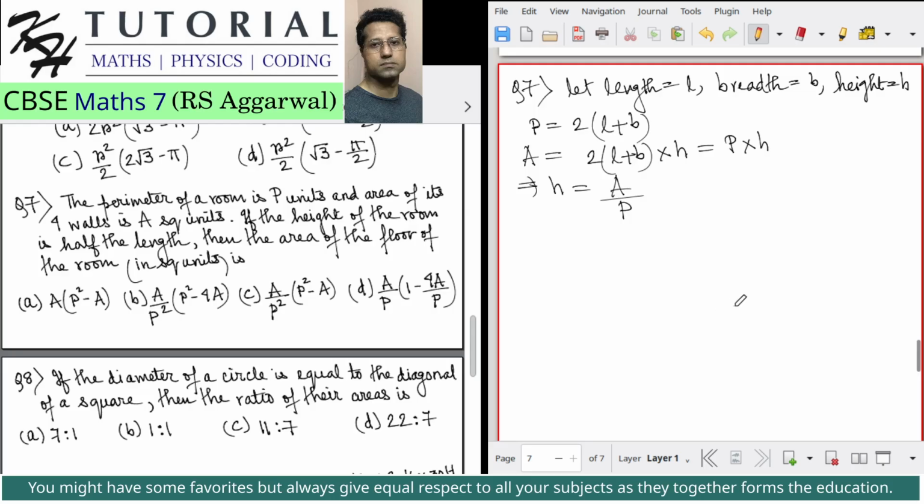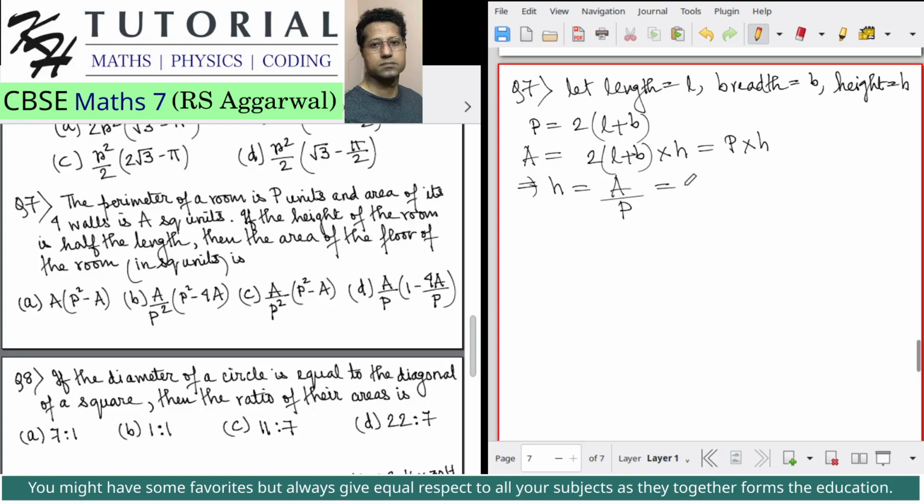Please note that in this problem only A and P are given, where A is the area of the four walls of the room and P is the perimeter of the floor. So we have to find the area of the floor of the room, which means we have to find L into B. What else is given? It is also given that the height of the room is half the length.